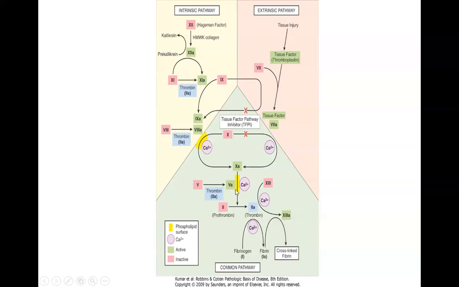Factor 5 is a cofactor for the conversion of prothrombin to thrombin. Thrombin is the activated form of factor 2, and it has a very central role in the hemostatic mechanism. I will show you in one of the pictures. Finally, this thrombin will cleave the fibrinogen and form fibrin. Then this fibrin will get cross-linked by the action of factor 13. Now, this is in a nutshell what the clotting cascade is.